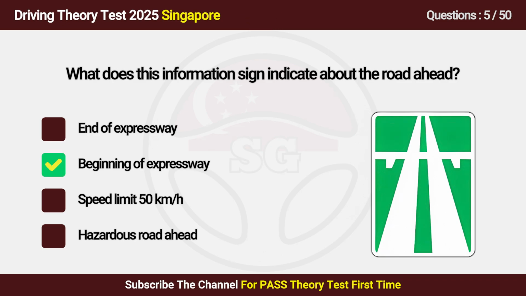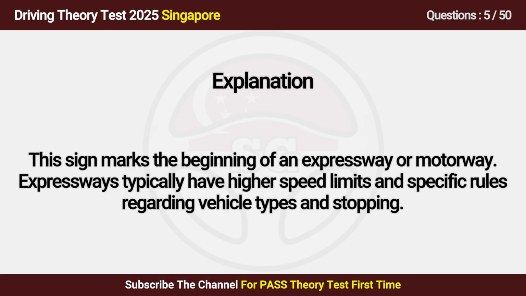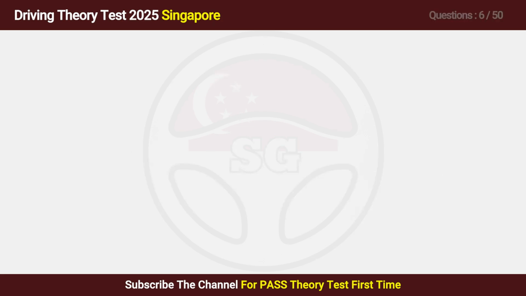Answer is B. Beginning of expressway. This sign marks the beginning of an expressway or motorway, which typically have higher speed limits and specific rules regarding vehicle types and stopping.